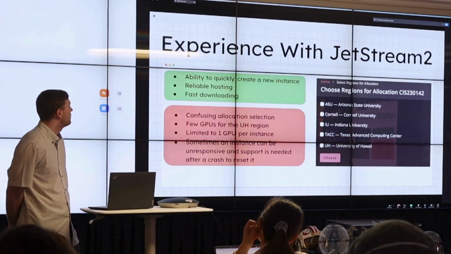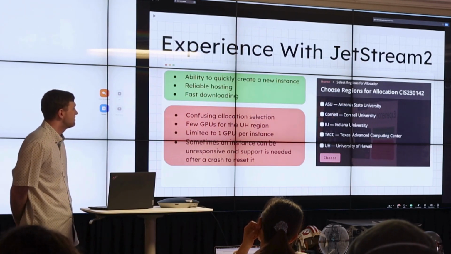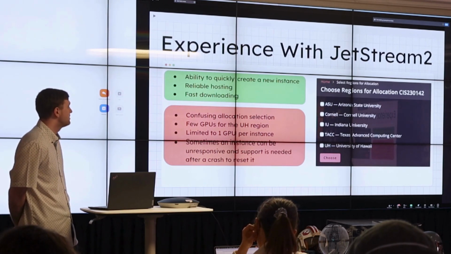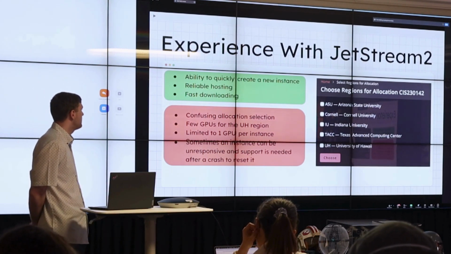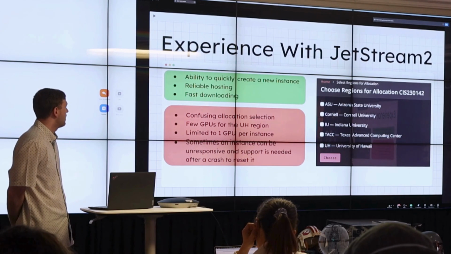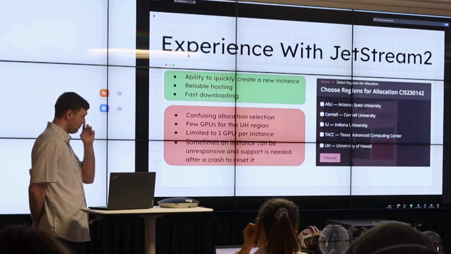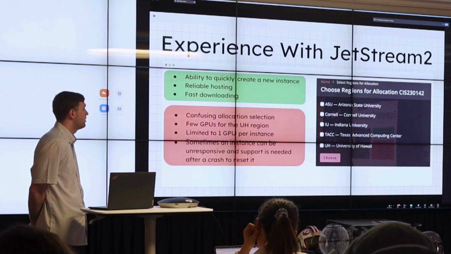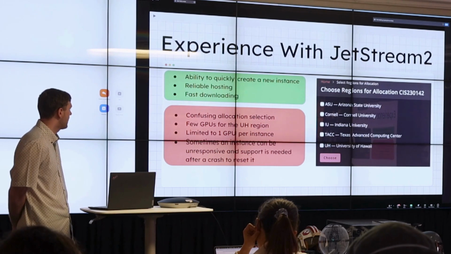And then as for Jetstream, we find that the ability to get an instance, as I had spoken, multiple instances working at the same time, we can get GPUs on those as well, which is definitely needed for our work. We don't really have too many downtimes, and they're pretty communicative when there's updates going out, that there will be some downtimes. And fast downloading, whenever we need to move our large data sets over to different machines, it's pretty easy to do, and there's not much work for that.